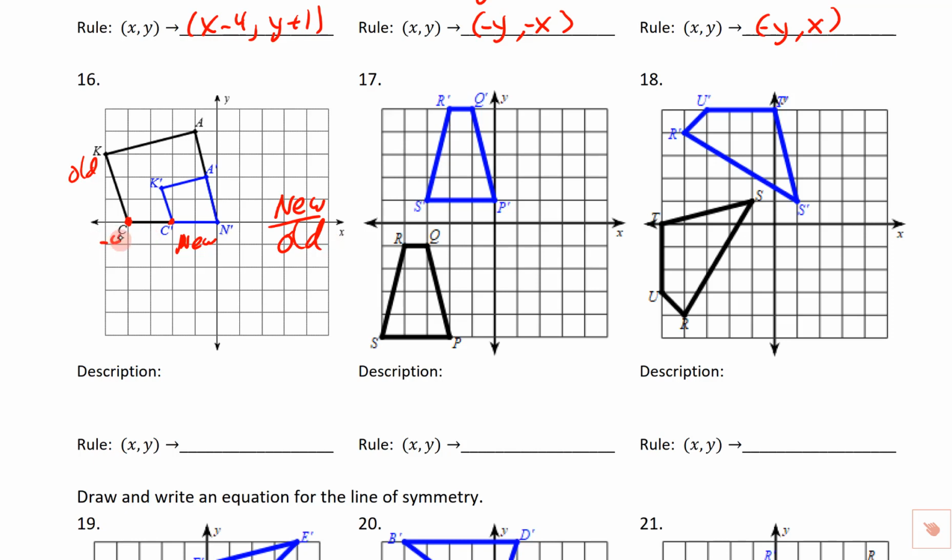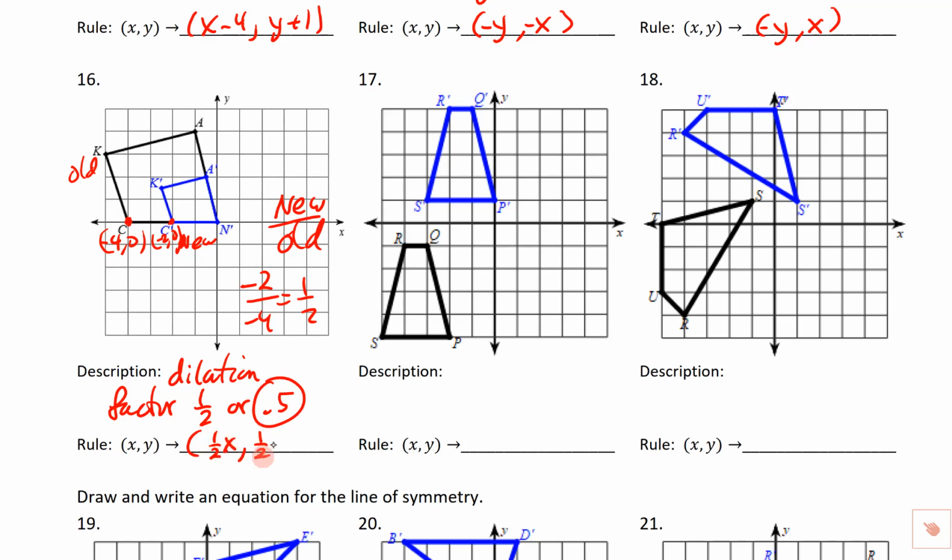So this is negative 4, 0, and this is negative 2, 0. So the new coordinate is negative 2, the old coordinate is negative 4, so this would be a shrink of 1/2, a dilation factor 1/2, or you could put 0.5 if you wanted to. Either way there is fine. And then to write the rule for that, we just write 1/2 x, 1/2 y.